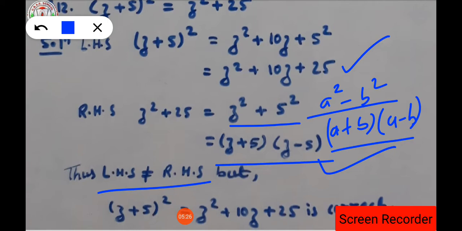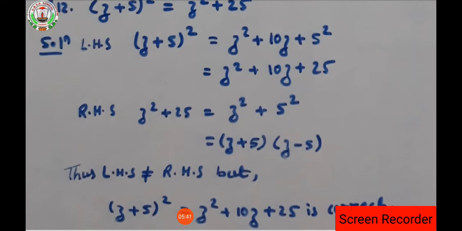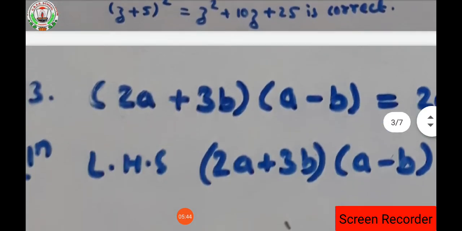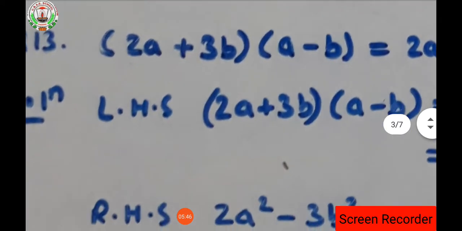That means it should be equal, then only we can say it is a perfect question. Since LHS and RHS are not equal, we can say that (z + 5)² = z² + 10z + 25 is a correct statement. Since in the question it is asked about the correct statement, that's why.